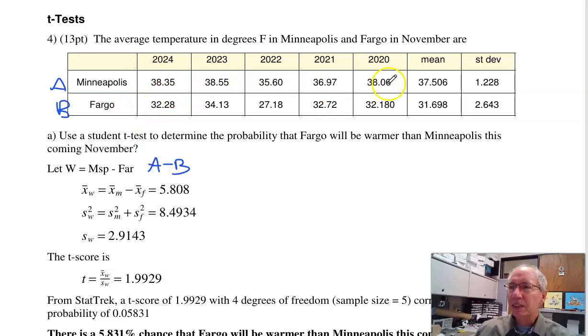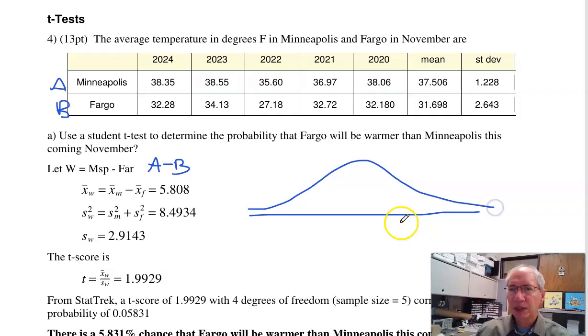If I do that, the mean of W is the mean of A minus the mean of B, plus 5.8 degrees. The variance of W is the variance of A plus the variance of B, 8.94. Take the square root, 2.9. So this is what W looks like. It's a bell-shaped curve. The center is at 5.8 degrees. And what I want to know is how far is 0 from 5.8? What's this area?